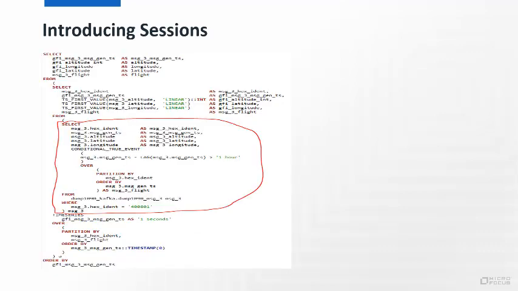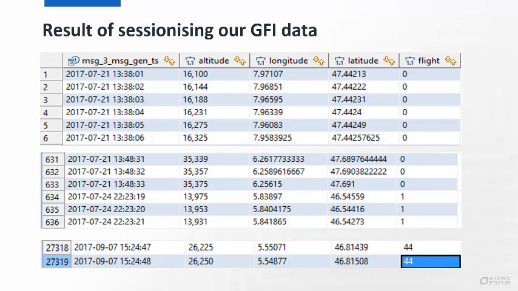Slotting this snippet of code into our previous GFI code, as we can see here, the new flight column on the right groups together all of the rows for a single flight for this aircraft. We now have flight 0, with rows for every second from 13:38 on the 21st of July through to 13:48 on the same day. Then, as the gap between this timestamp and the next is over 1 hour, the flight number for the flight on the 24th of July for this same aircraft is flight 1.